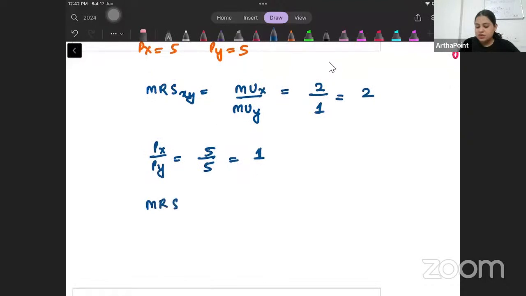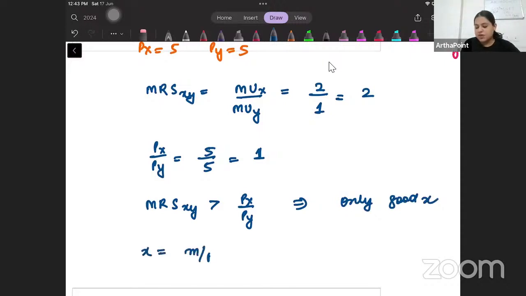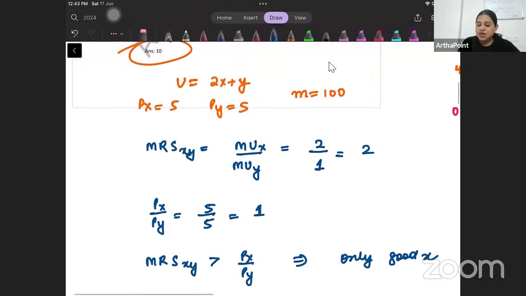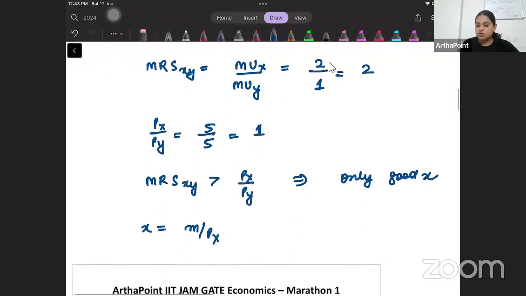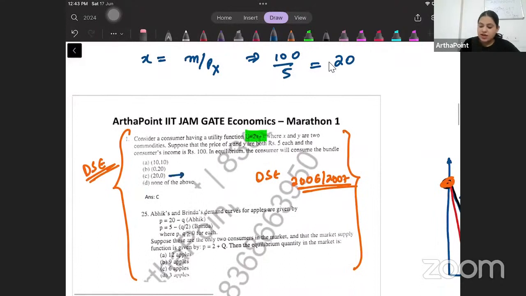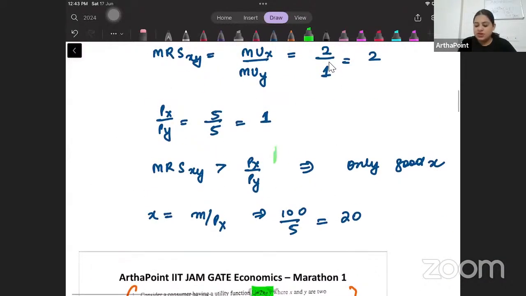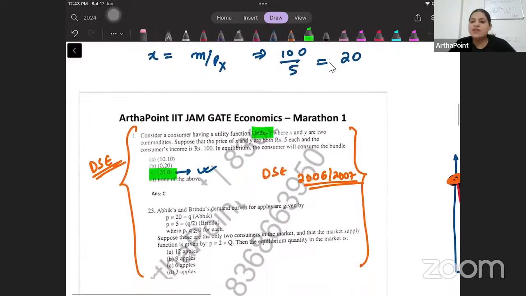So MRS will be greater than px by py, which means you will consume only good x. How much x? M by px. M is 100, px is 5. So 100 by 5, which is 20. So 20 units of good x and none of good y. That's the answer to this question. Again, you just have to remember this rule and things would be fine for substitute goods.